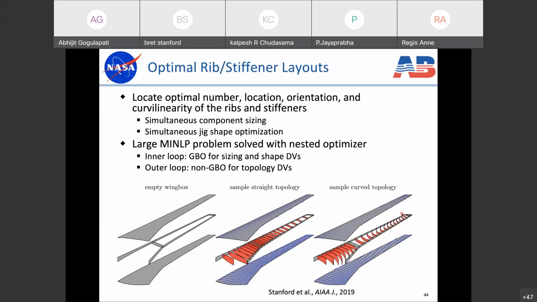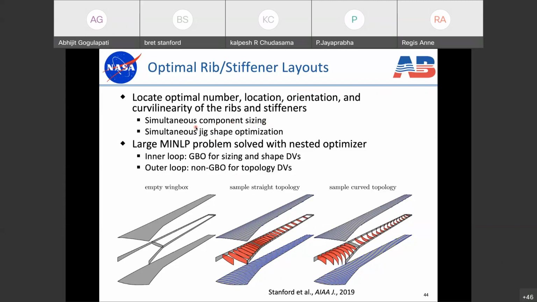Maybe this buys you something relative to the increased manufacturing costs, maybe it doesn't. So that would be the topology optimization problem. And at the same time, we want to do component sizing. So not only do we want to know how many ribs we should have, but we want to know the optimal thickness of those ribs and the optimal thickness of the stiffeners. And we want to do jig shape optimization as well.